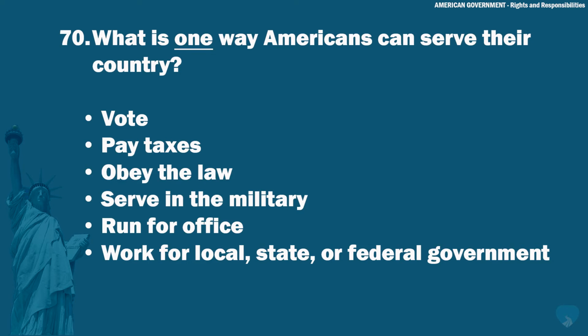Question 70. What is one way Americans can serve their country? Vote. Pay taxes. Obey the law. Serve in the military. Run for office. Work for local, state, or federal government.